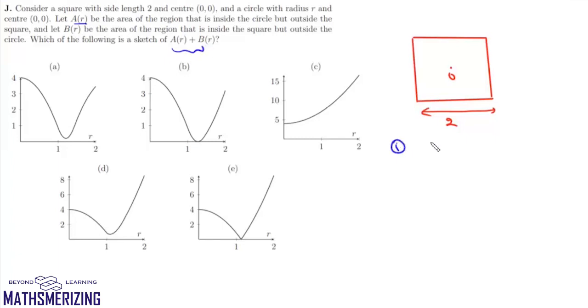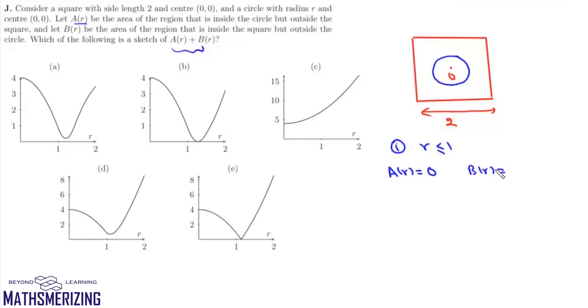Now we'll consider the first case, when the value of r is less than or equal to 1. Now when the value of r is less than or equal to 1, this circle will lie inside this square. Now when the circle lies inside the square, the value of A(r), which is the area of the region inside the circle but outside the square, will be 0.